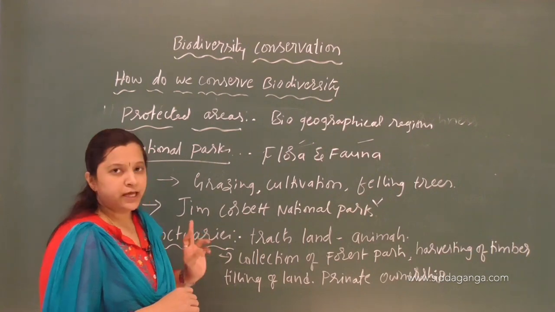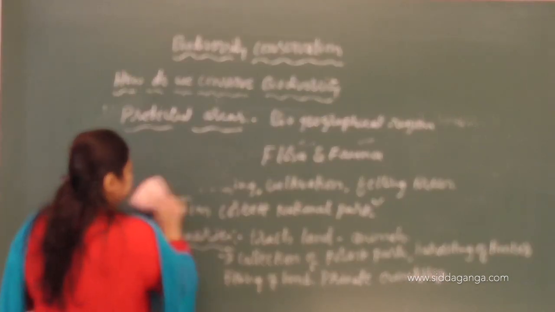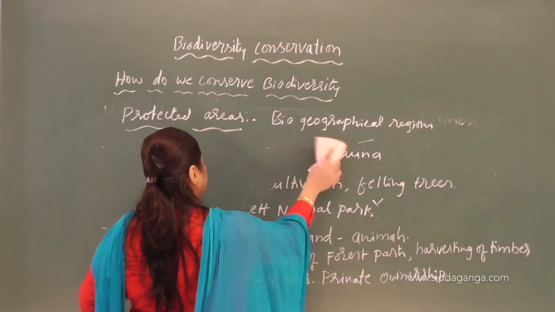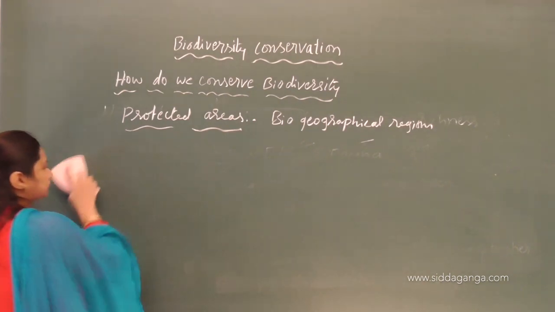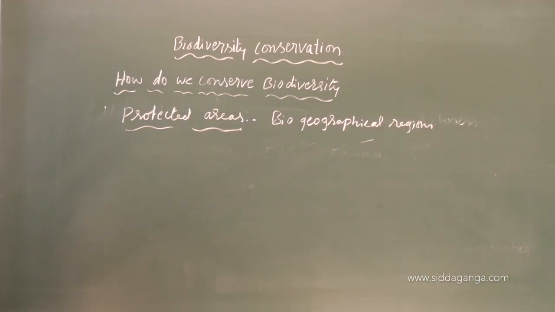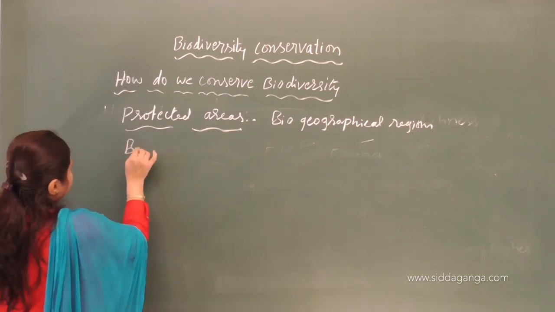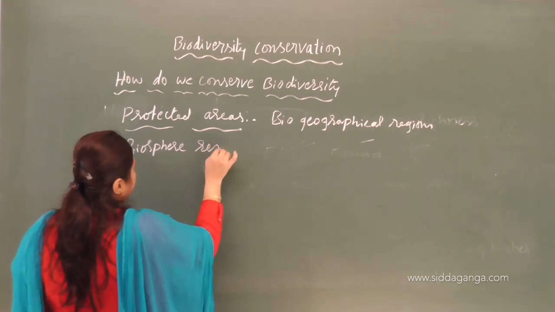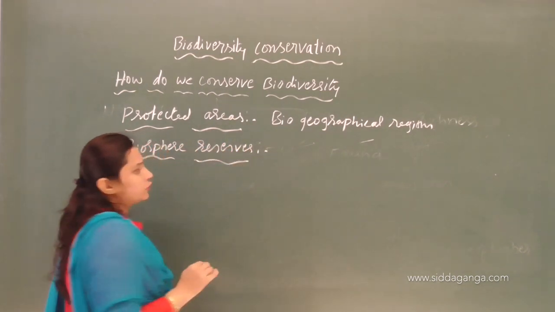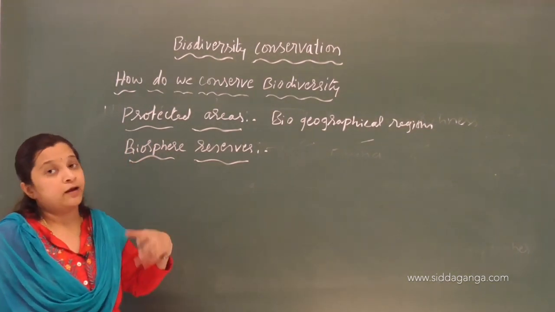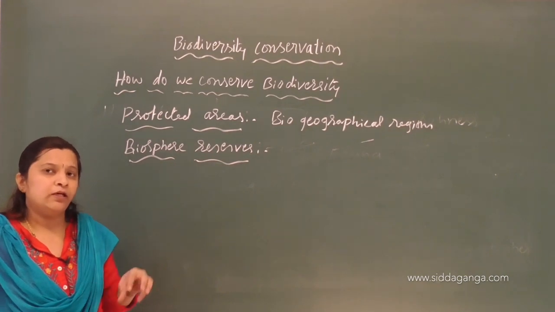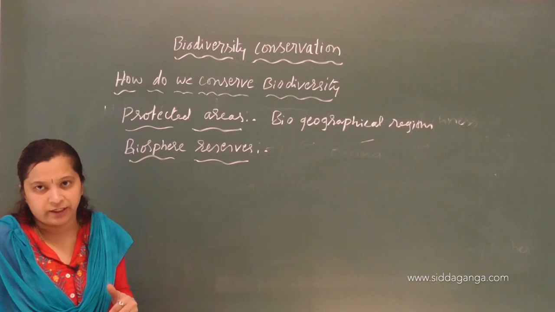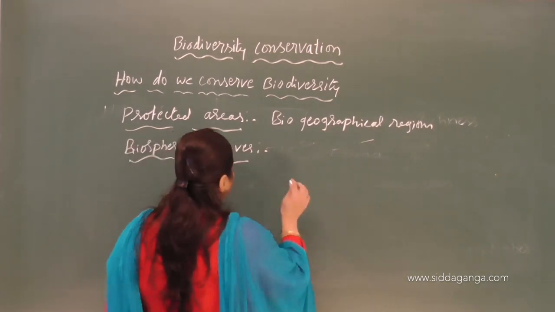So national parks over, sanctuaries over, and two more are biosphere reserves. Biosphere reserves are larger than wildlife sanctuaries and national parks. They are very huge, and they may cover one or two national parks and wildlife sanctuaries.